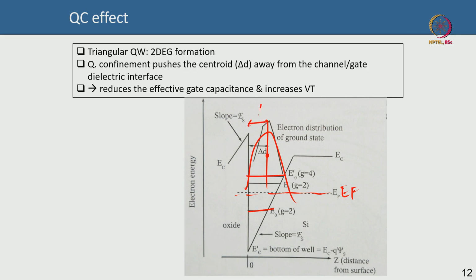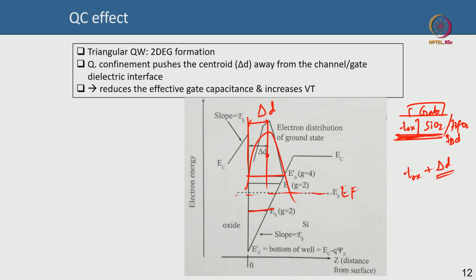So, there is a delta D. This delta D is the spread of the 2D electron gas, or the centroid of the 2D electron gas. Whatever oxide thickness you have, this is silicon dioxide, or maybe hafnium oxide, this is T oxide, and the 2D electron gas has a spread of delta D. So, the gate to channel distance is actually not Tox, but Tox plus delta D. Because this is a few nanometers, as long as Tox is large it does not matter, and that is why people have neglected that.